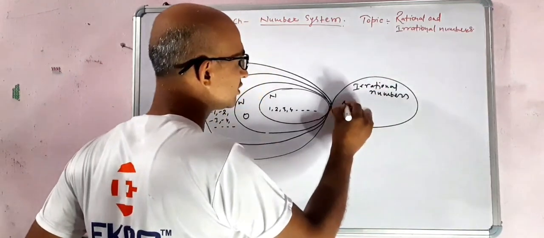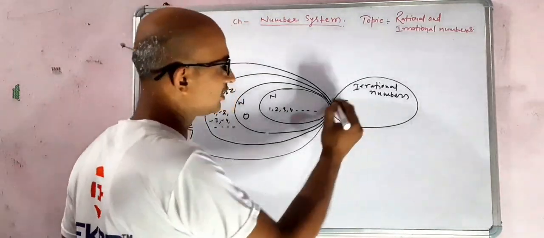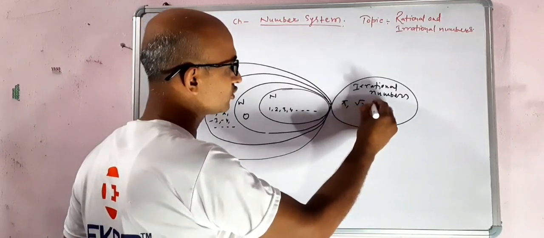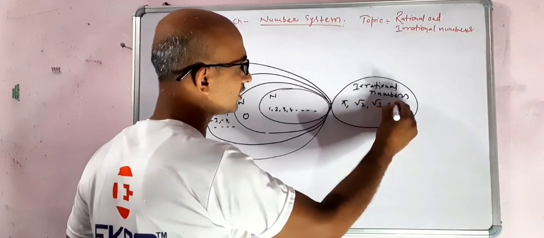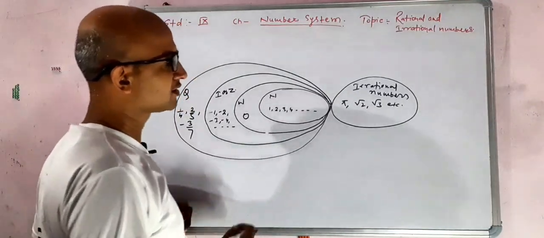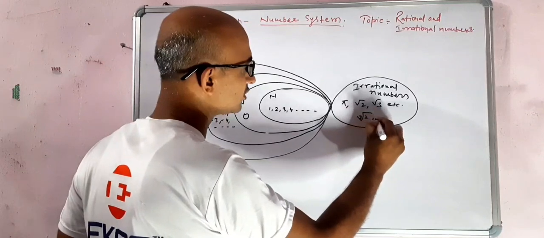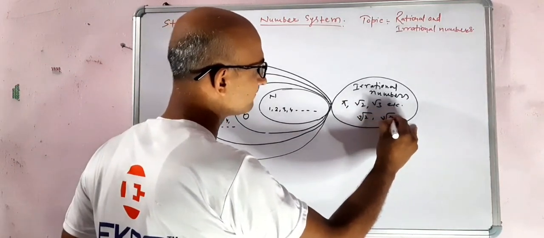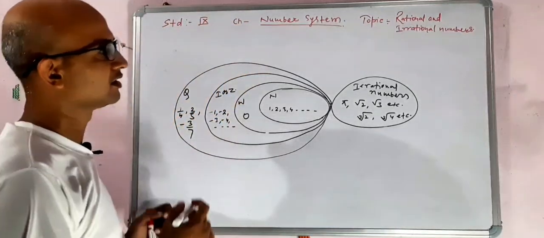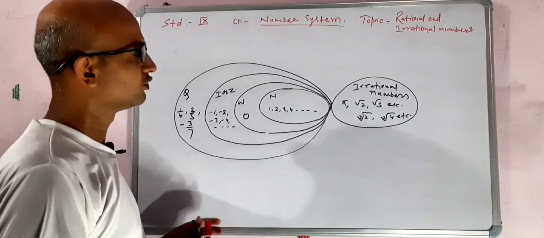And irrational numbers are those numbers that cannot be expressed in the form of p by q. For example, pi, root 2, root 3, etc. That is, square roots of imperfect squares and cube roots of imperfect cubes are examples of irrational numbers because these cannot be expressed in the form of p by q.